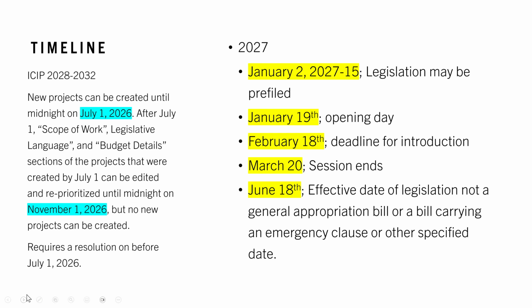And then whenever we're looking at next year's legislative session, January 2nd is whenever legislation may be pre-filed. January 19th is opening day. February 18th, deadline for introduction. That's important. The in-between time, March 20th, session ends. June 18th, effective date of legislation, not a general appropriation bill or a bill carrying an emergency clause or other specified date. So then everything should be taken care of by that point and we would know more information.